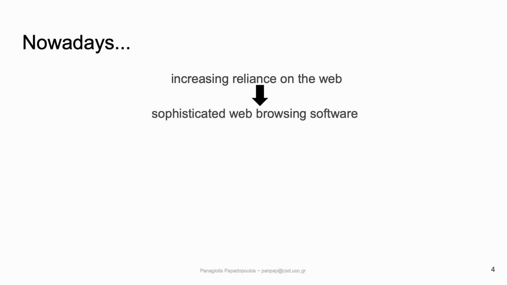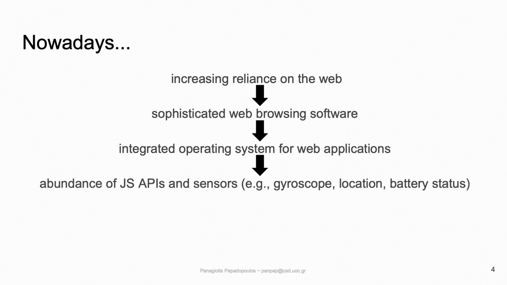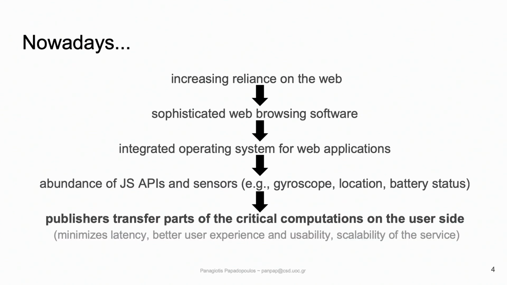Now, there is no doubt that nowadays we have an increasing reliance on the web. We use tons of different web apps and web applications every day, and all of them provide us with a rich user experience. And in order for the web browsers to support this rich experience, they have become a quite sophisticated piece of software which works pretty much like an operating system, which provides the web apps with a great variety of features and sensors like gyroscope or fine-grained location and many more.